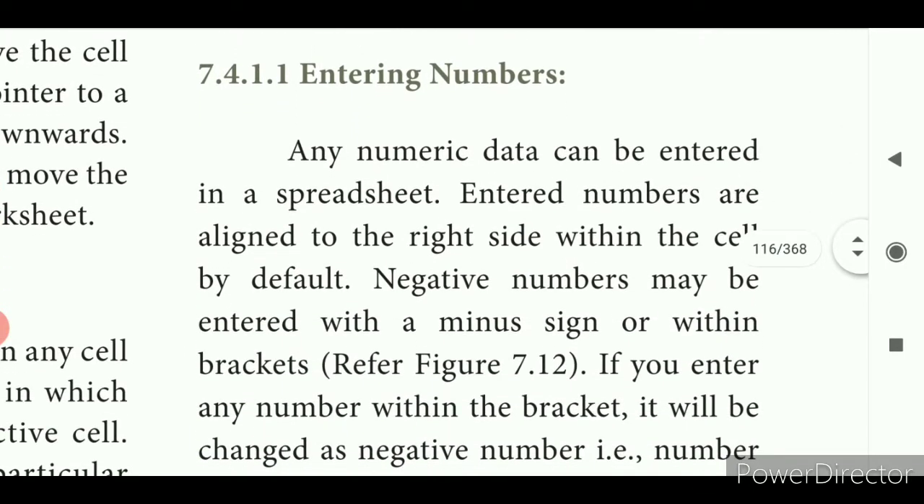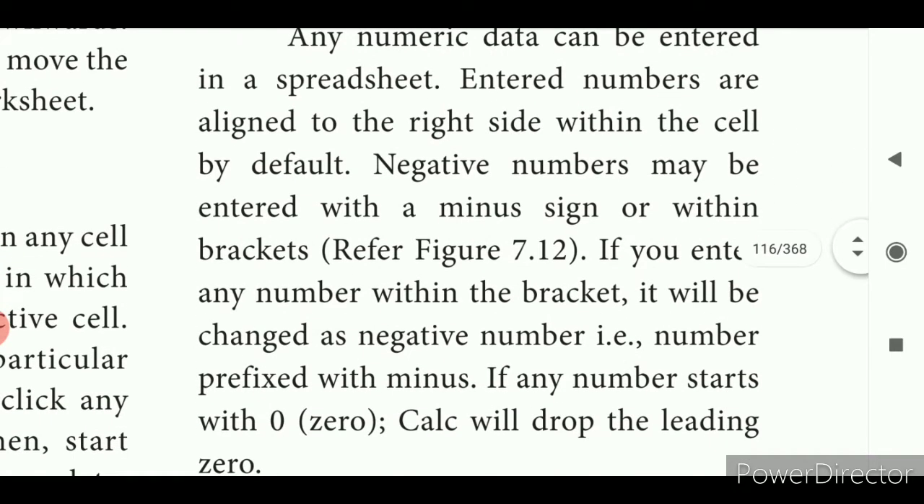Then how do you enter numbers? Any numeric data can be entered in a spreadsheet. Entered numbers are aligned to the right side within the cell by default. Underline that line. So any numbers you enter will be aligned on the right side of the cell. Negative numbers may be entered with a minus sign or within brackets. If you enter a number within brackets, it will be changed to a negative number. A number prefixed with minus: prefix means the minus sign appears before the number. Suffix means the sign appears after the number.